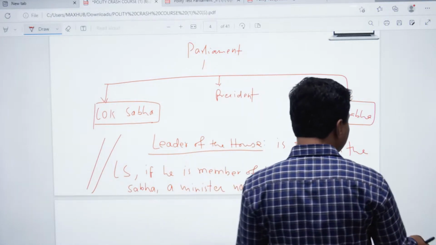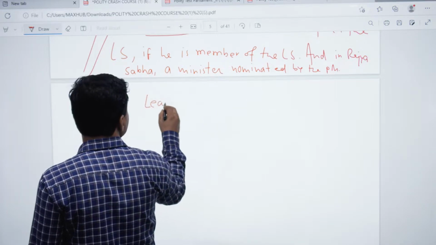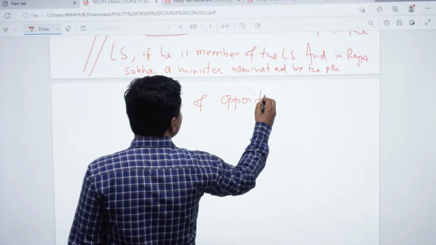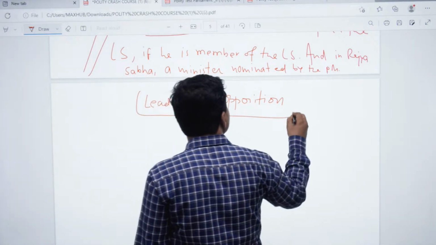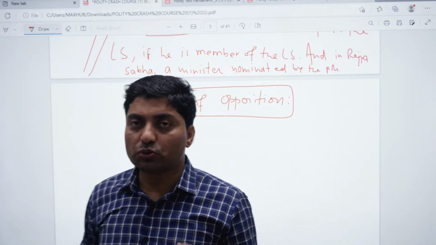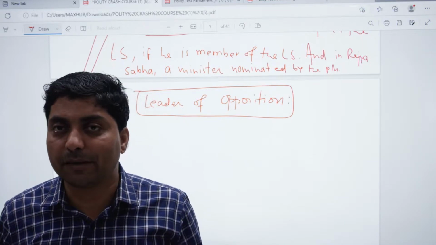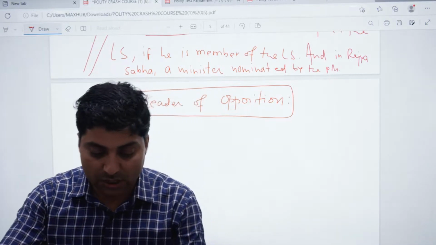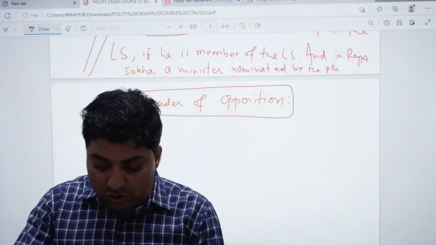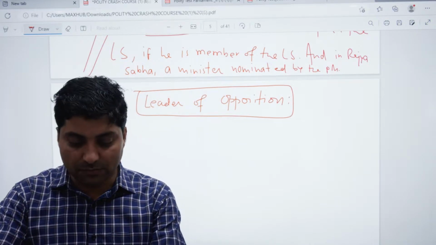Now come to the leader of the opposition. Who is the leader of opposition? Each term you must know to attempt polity. Each term means each term in Parliament. Parliament is very, very important in PT. In each house of the Parliament there is a leader of opposition, whether it is the Lok Sabha or the Rajya Sabha.